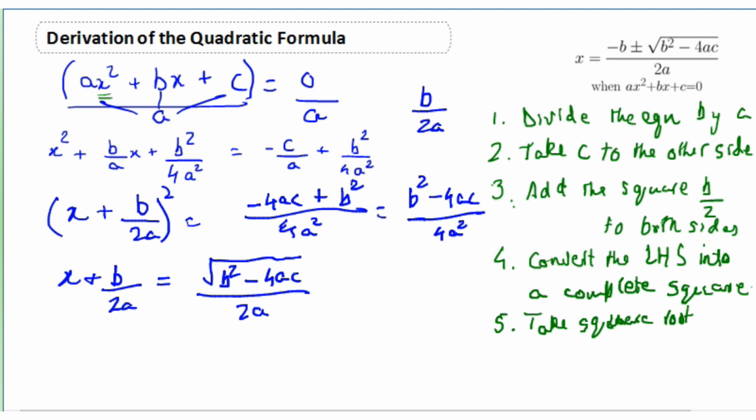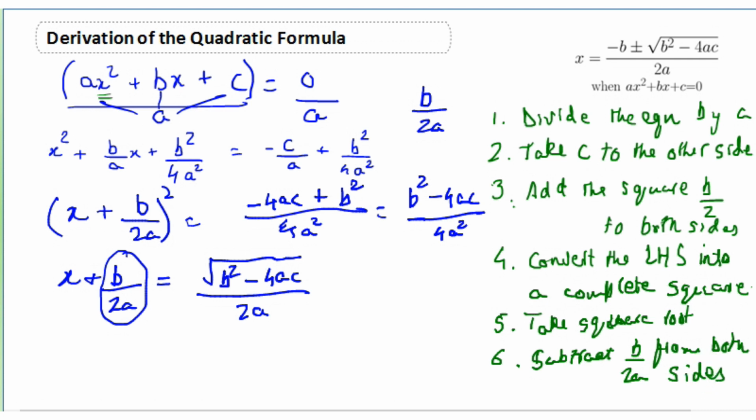Now to get the value of x, all we have to do is get rid of this b over 2a, and what we do is we subtract this from both sides of the equation. Subtract b over 2a from both sides. So when we do that on the left, we are left with only x.